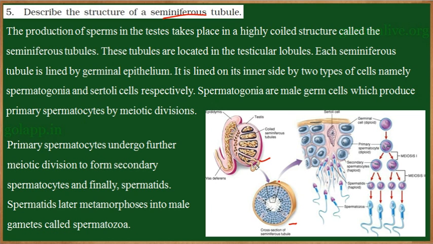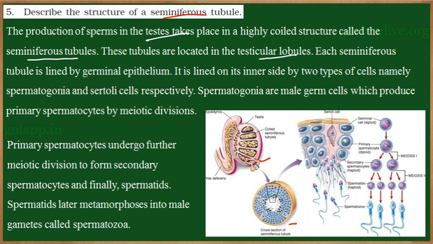Seminiferous tubules can be called the functional unit of the testes. The production of sperm in the testes takes place in a coiled structure called the seminiferous tubules. In these structures gametogenesis will occur, and they are located in the lobes of the testes. So here we can see these are the lobes. Within these lobes the seminiferous tubules are located.